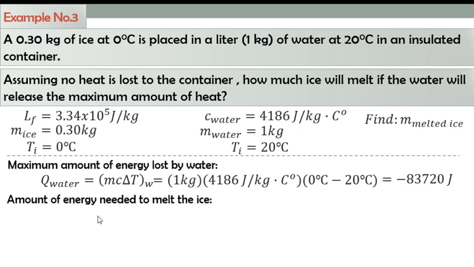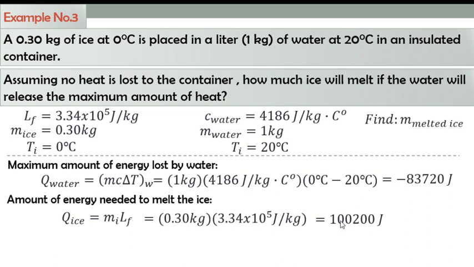So let us see what is the amount of energy needed by our ice for it to melt. In that case, we will be computing for the energy needed for our ice to melt, that is mass of the ice times the latent heat of fusion. By substitution, we have 0.3 kilogram as the mass of the ice times the latent heat of fusion of ice, and it will give us an answer of 100,200 joule. The amount of energy lost by water, which is 83,720 joule, is less than the amount of energy needed to melt the ice. Therefore, we can now conclude that not all ice will melt.